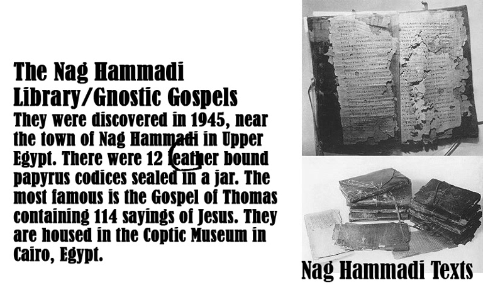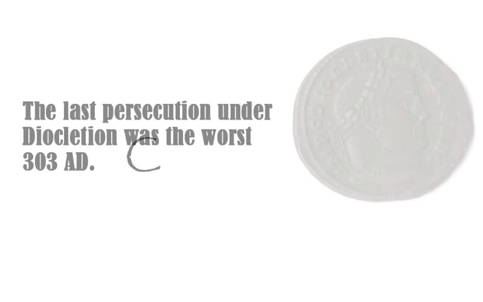The most famous of these is the Gospel of Thomas, containing 114 sayings of Jesus. They are now housed in the Coptic Museum in Cairo, Egypt. And these tell us a lot more about Gnosticism and what they believed. These Nag Hammadi texts.